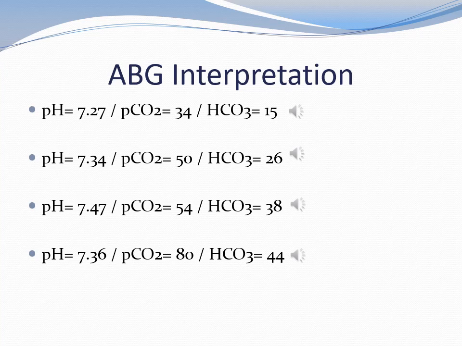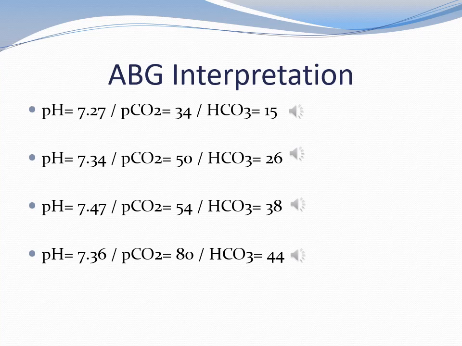It may not be as simple as this. It may be integrated into a word problem describing a patient. But overall, I did want to walk you through how to do each one of these. So the first step when looking at a patient's ABG is to look at their pH level.